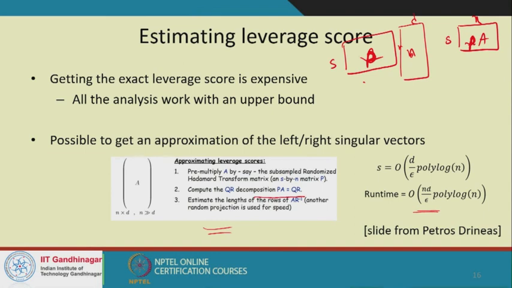The point is that the R that we get out here is a very good approximation of the R that we could have gotten if we had done the QR decomposition of the original A. So once we look at the matrix A R inverse, that is a very good approximation to an orthogonal basis of A, right? So A R inverse is a very good approximation to the U, which is an orthogonal basis of A. And because we only need the length of the rows of A R inverse, we can do another trick with the random projection just for speed. But basically, by using the matrix A R inverse, we can get a very good approximation of the leverage scores.